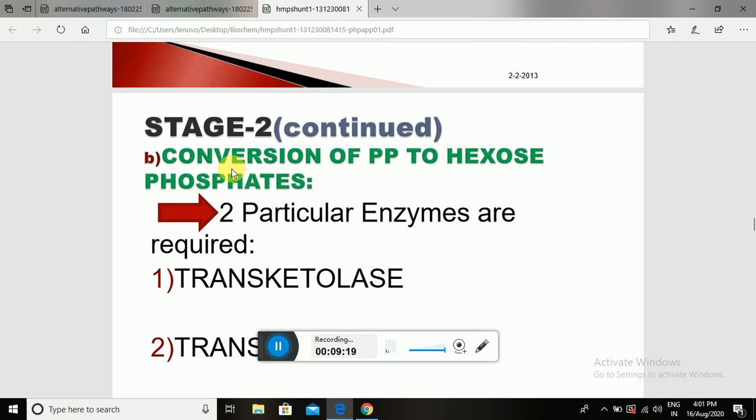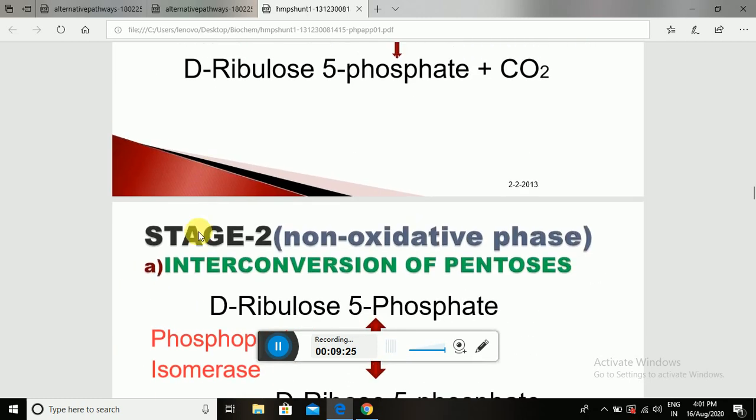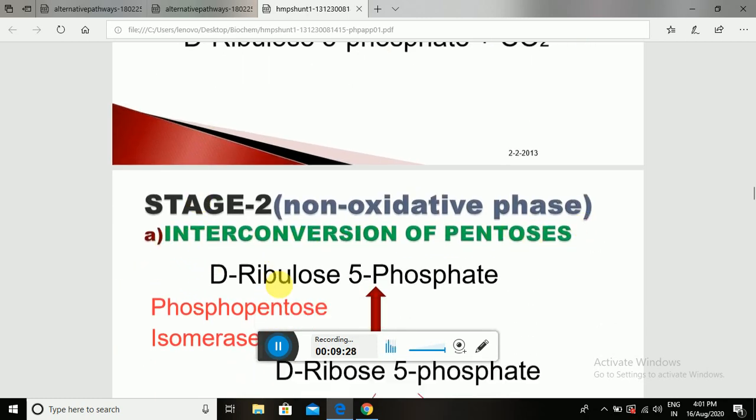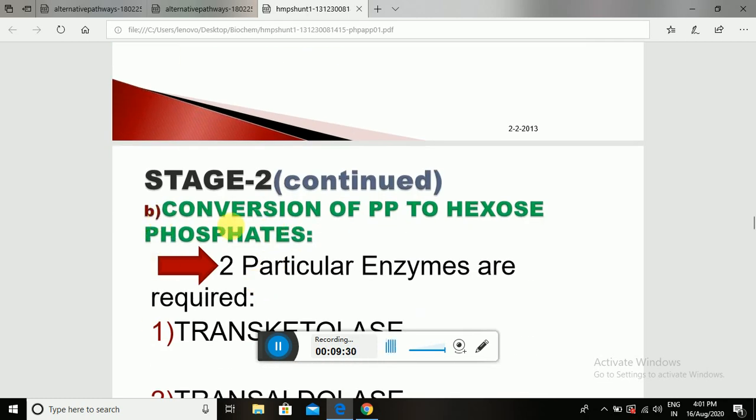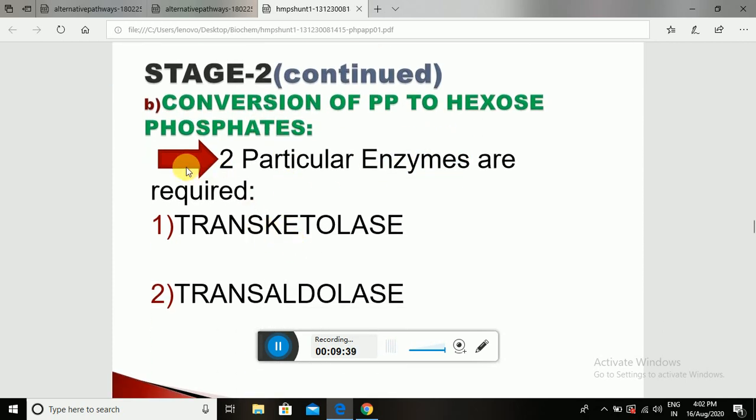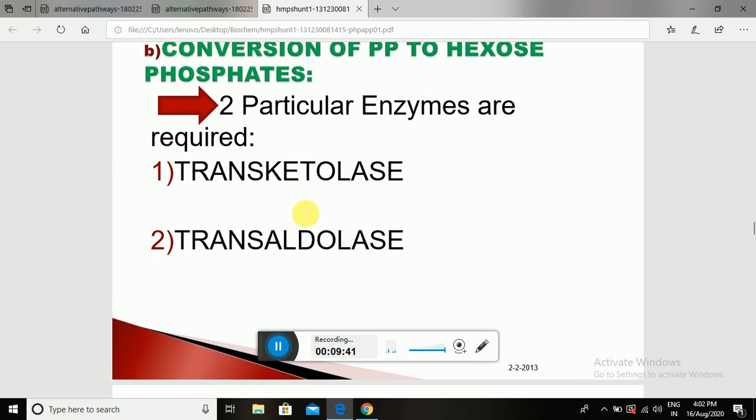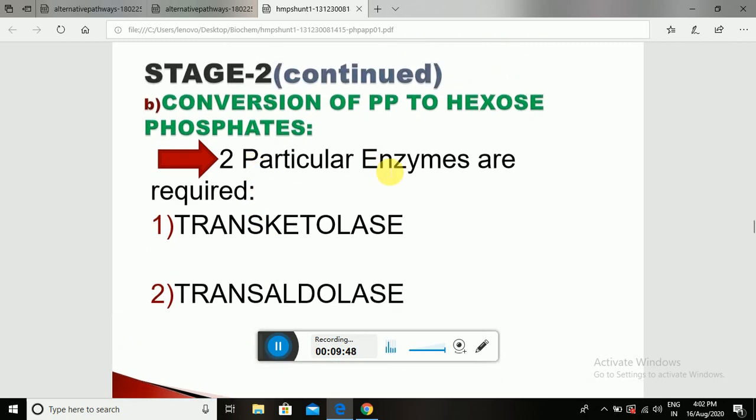The second stage is the conversion of PP to hexose 5-phosphate. The first is the interconversion of pentoses, and the second, or B, is the conversion of PP, that is, pentose phosphate to hexose phosphate. Two particular enzymes are required, transketolase and transaldolase. They are the two important enzymes required for the conversion of pentose phosphates to hexose phosphates.